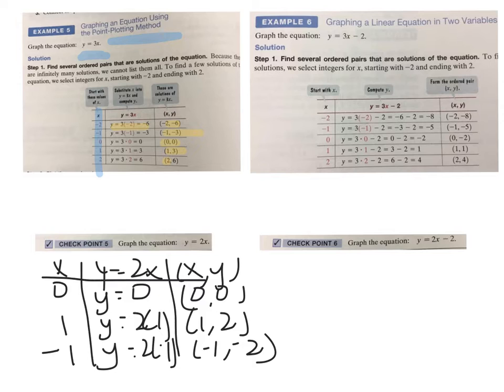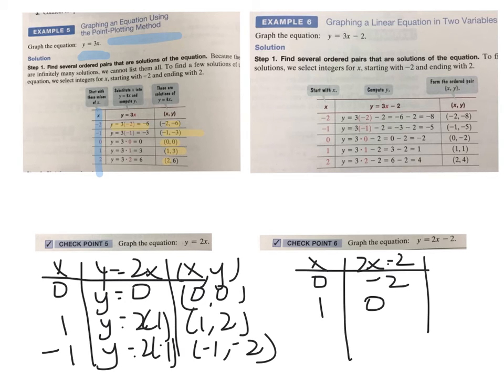Now this problem right here is the same way, except the equation's a little different. It's 2x minus 2. So if I take my same thing, 0, I would get -2 as my y. If I put 1 in, I get 0. And if I put a -1 in, I get a -4. So I have 0, -2, I have 1, 0, and -1, -4. So there's my coordinates that I would use to plot my graph.